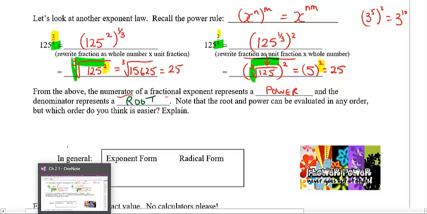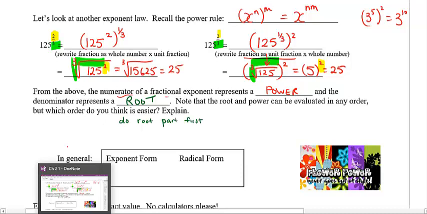So note that the root and the power can be evaluated in any order. It doesn't matter about the order. But which order do you think is actually easier? Is it the one on the left or the one on the right? The one on the left, we squared it first, and then we took the cube root. And then the one on the right, we took the cube root, and then we took the square. I think it's actually easier to do the root part first.